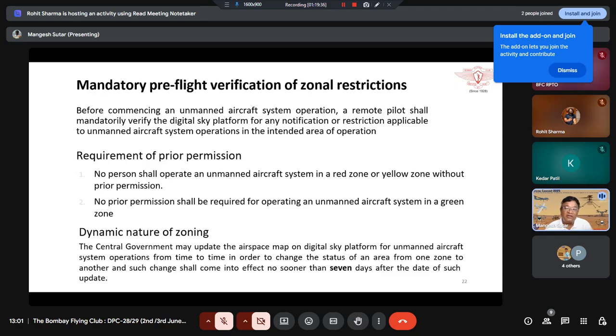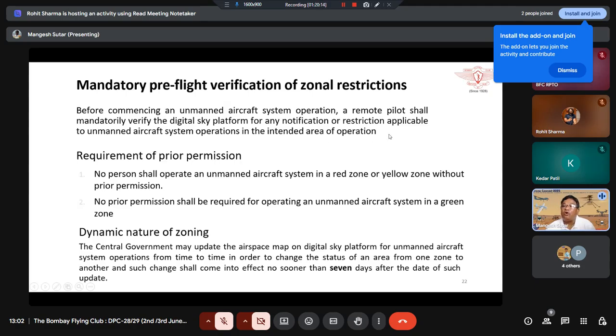Currently, the district is still under red zone, but they have got special permission to fly within their base for training purposes, under VLOS condition only, for a period of 1 year. Every year they have to renew their permission as long as that red zone is in place. So it is the responsibility of a pilot to mandatorily verify the Digital Sky platform for any notification or restriction applicable to unmanned aircraft operation in the intended area of operation.